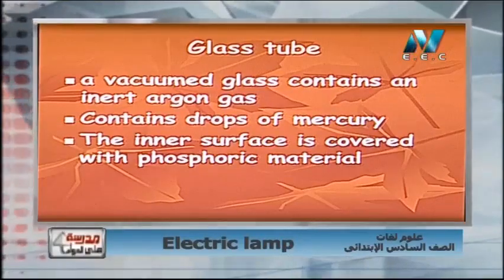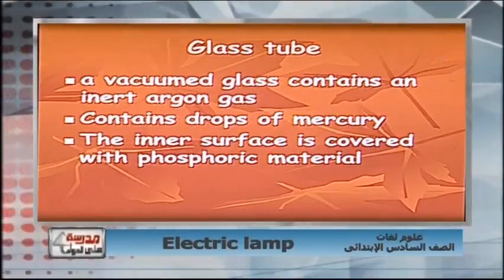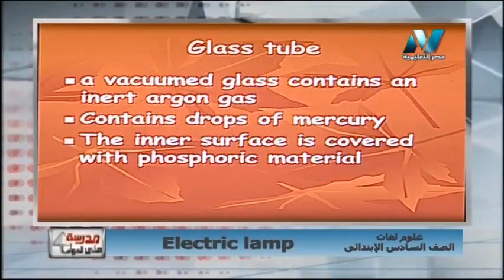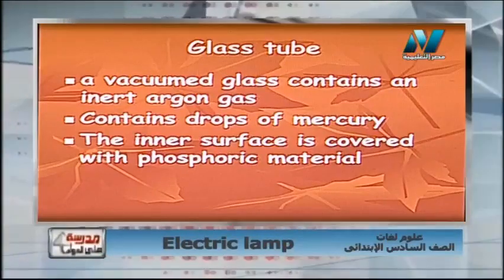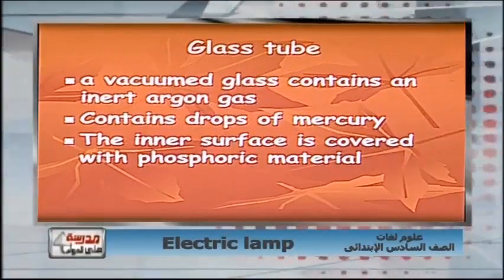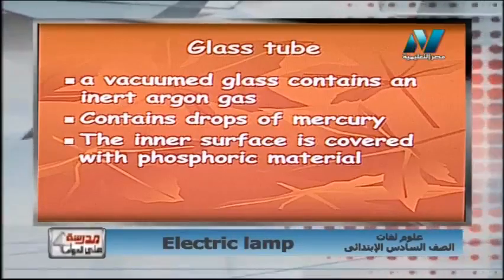The inner surface is covered with what? It is covered with phosphoric material. Why? To increase the light intensity. Again, the inner surface is covered with phosphoric material to increase the light intensity. That's all about the glass tube.